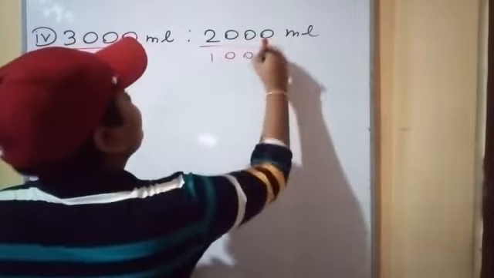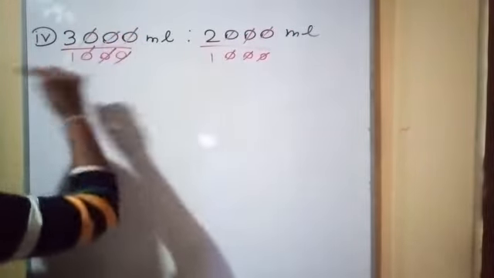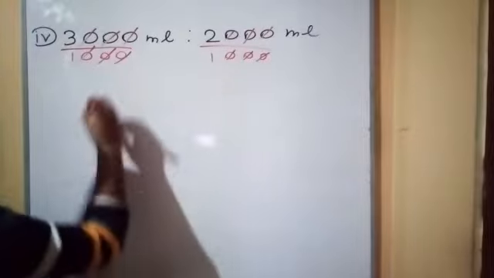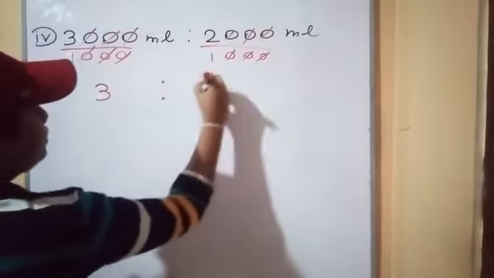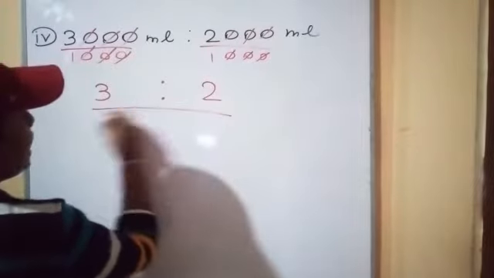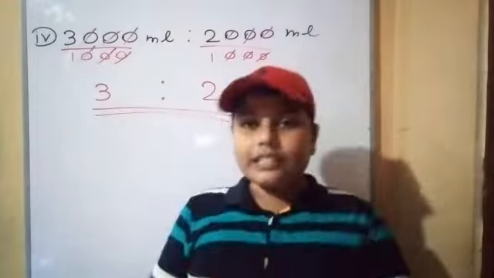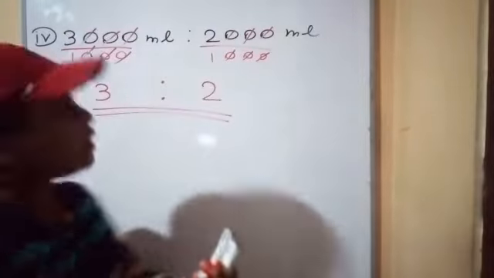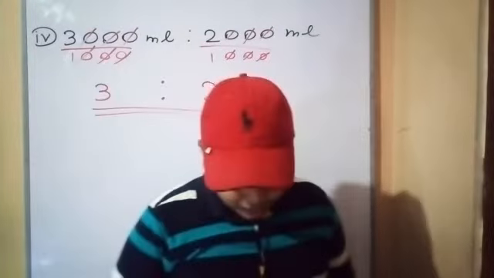What's the answer? Cut the zeros like this. That means 3 to 2 is the answer. That is the ratio in simplest form. Simplest form means this. Now this is the ratio. 5th one.